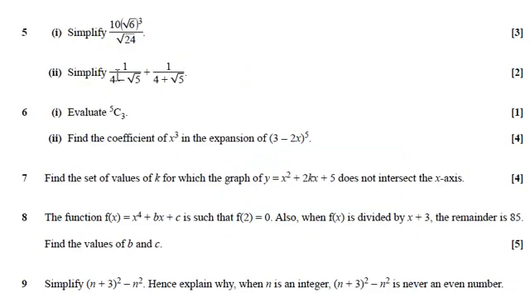So now part 2, simplify 1 over 4 minus root 5 plus 1 over 4 plus root 5. So pretty typical. You need to find the common denominator, which is 4 minus root 5 times 4 plus root 5. And so the first term will become 4 plus root 5 over 4 minus root 5, 4 plus root 5.